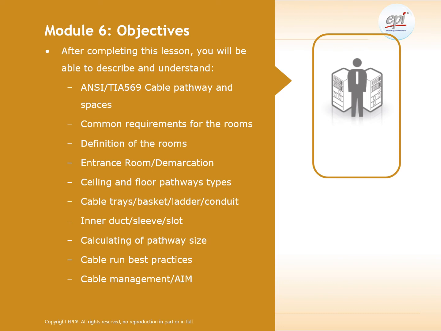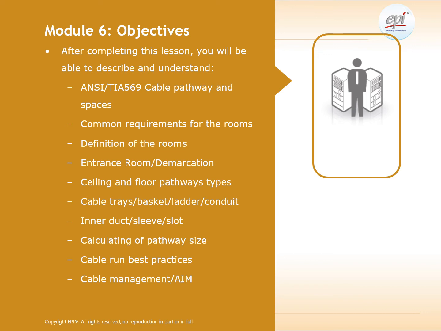Then we will define different rooms. Some are the major distribution, small or common rooms. There are different types of rooms, and we will also explain what the entrance room is. The entrance room, or demarcation, is the area where the telecom comes into the building. Then ceiling pathway, floor pathway, the cable baskets, trays, ladder, conduit to support the cable routing. Inner duct, sleeve, slot is for passing through the different floors, different areas, the openings on the floor, etc.